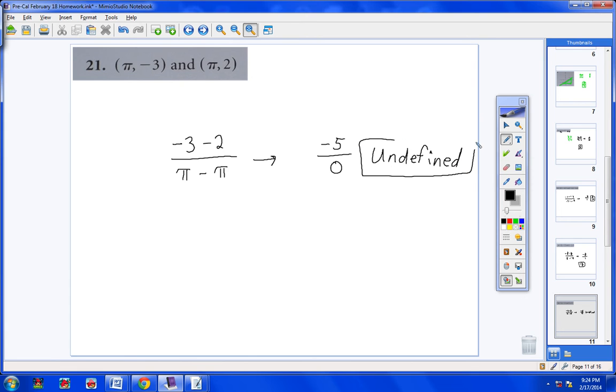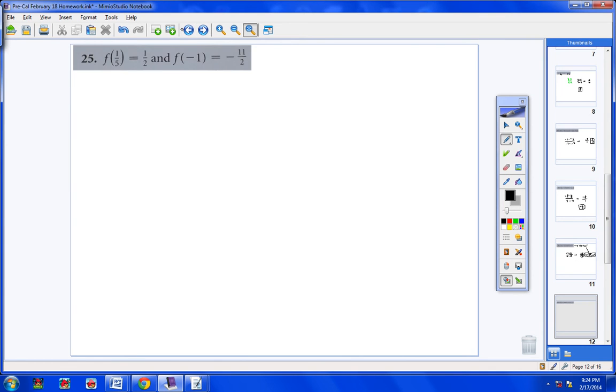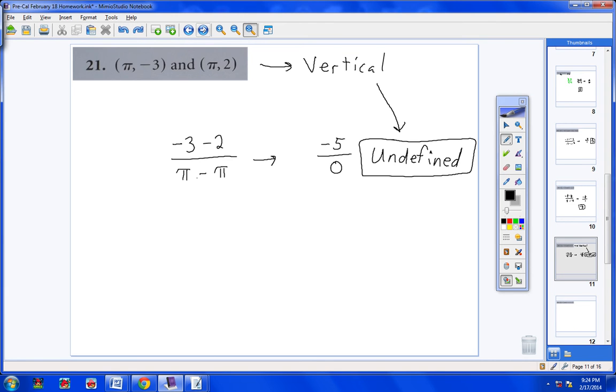Now think about that. We know right away then that the line that passes through these 2 points is a what type of line? Remember, what type of line always has a slope that's undefined? A vertical line. So we know without even graphing these 2 points that the line that passes through these 2 points has to be vertical, okay? Because a vertical line always has a slope of undefined. And because your denominator had a 0, then your slope is undefined. All right, let's take a look now at number 25.